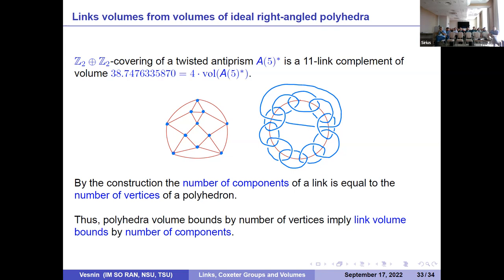And if you have a bound for the volume of the polyhedra, you obtain a bound for the volume of this link. And after that, you can apply surgery. So automatically you get a bound for the knot complement, or in general also for them. So there are a lot of applications of these results.